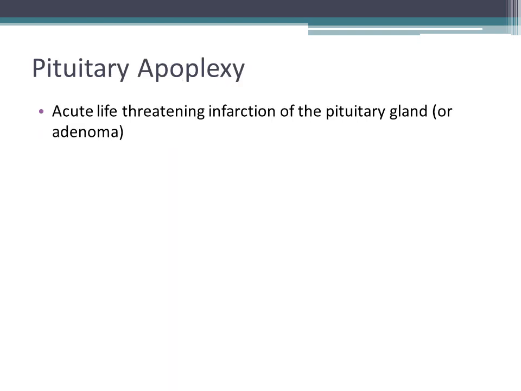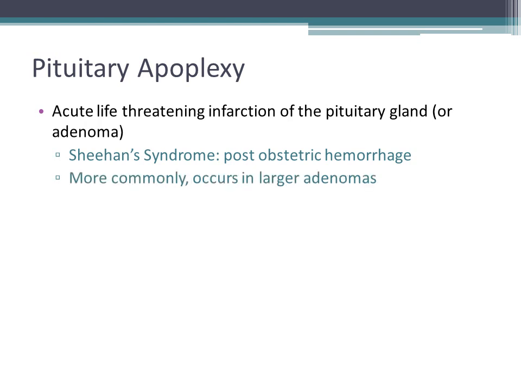Pituitary apoplexy is a condition which is considered life-threatening, and it's acute. What happens is there is infarction of the pituitary gland or the adenoma. So it can happen in a pituitary gland, and the classic example is Sheehan syndrome, post-obstetric hemorrhage. But more in our field, we see apoplexy in patients who already have pituitary adenomas, typically macroadenomas. They tend to have the possibility of bleeding, or what we call apoplexy.